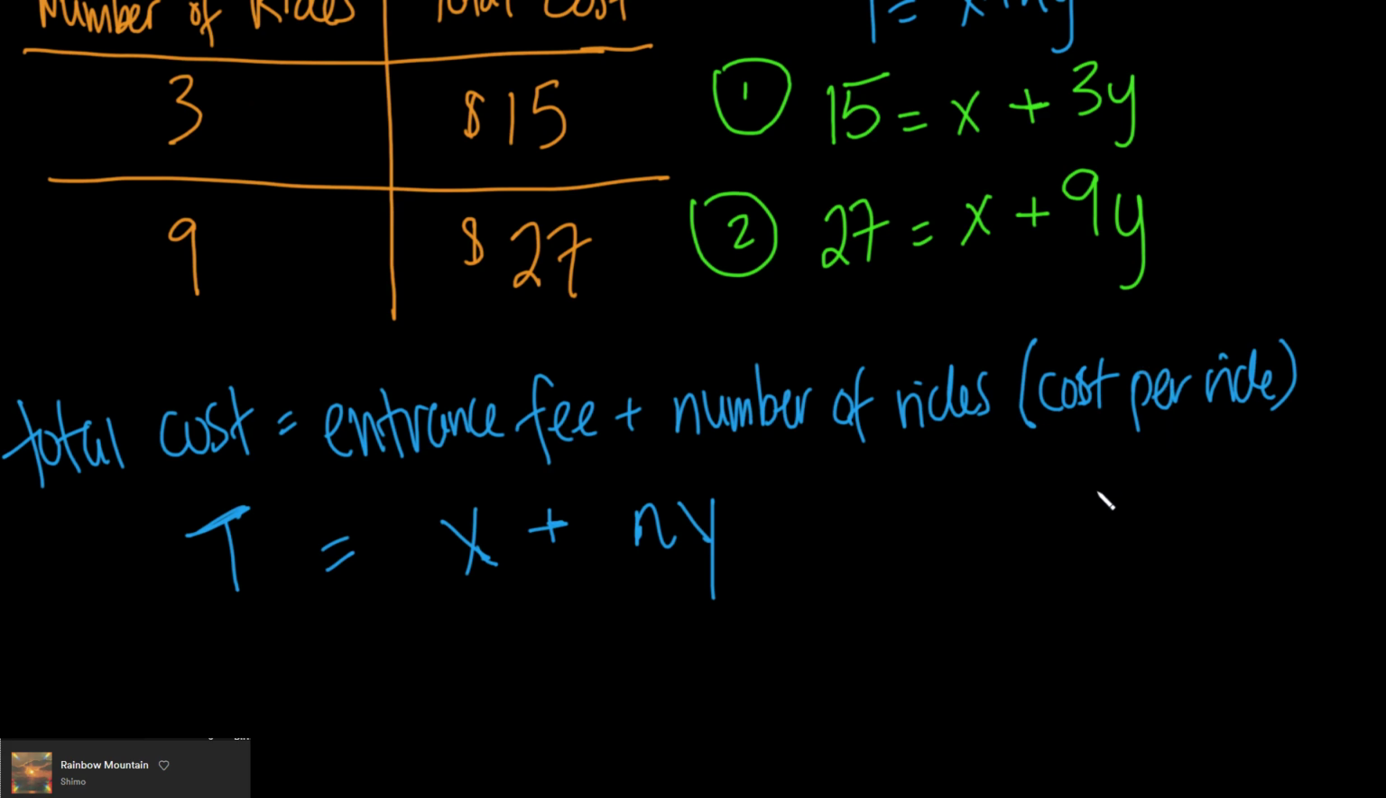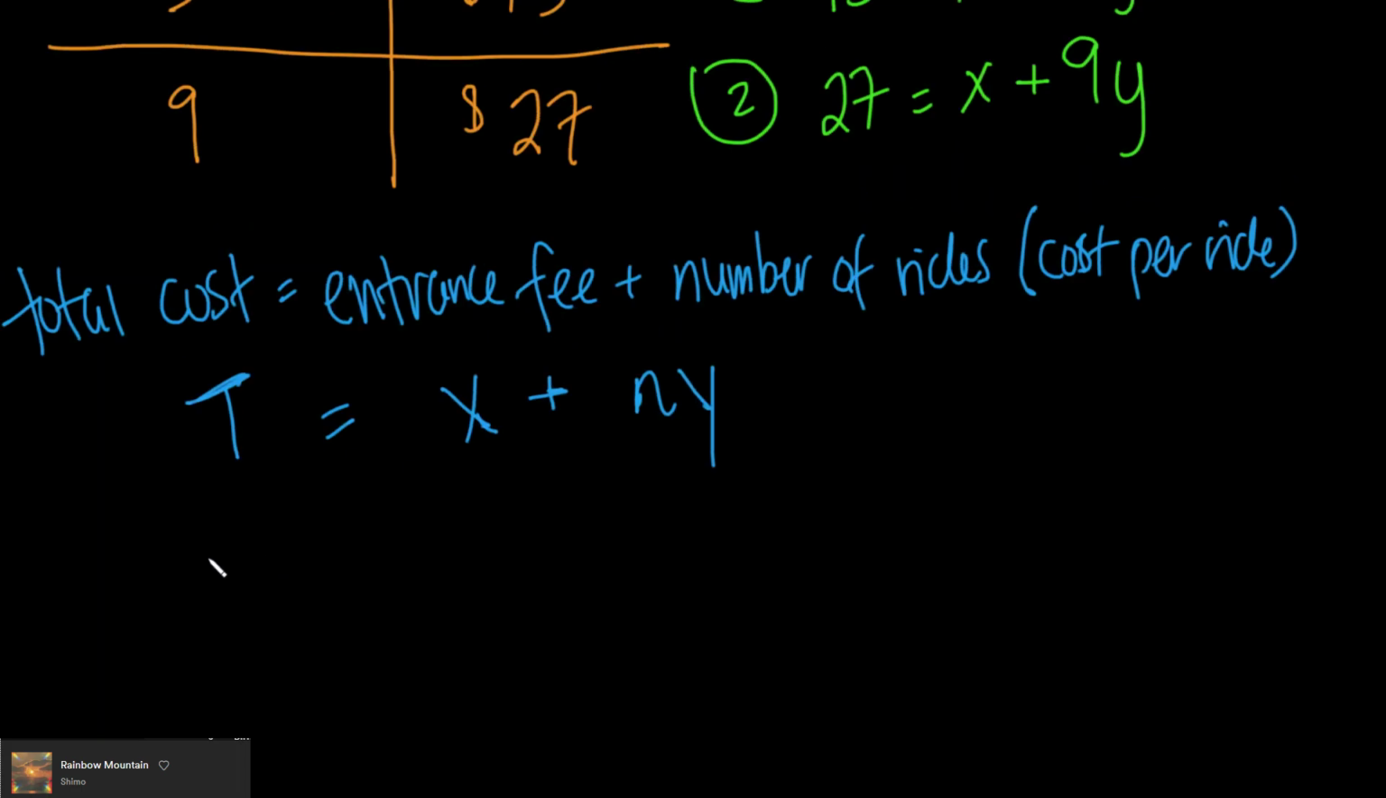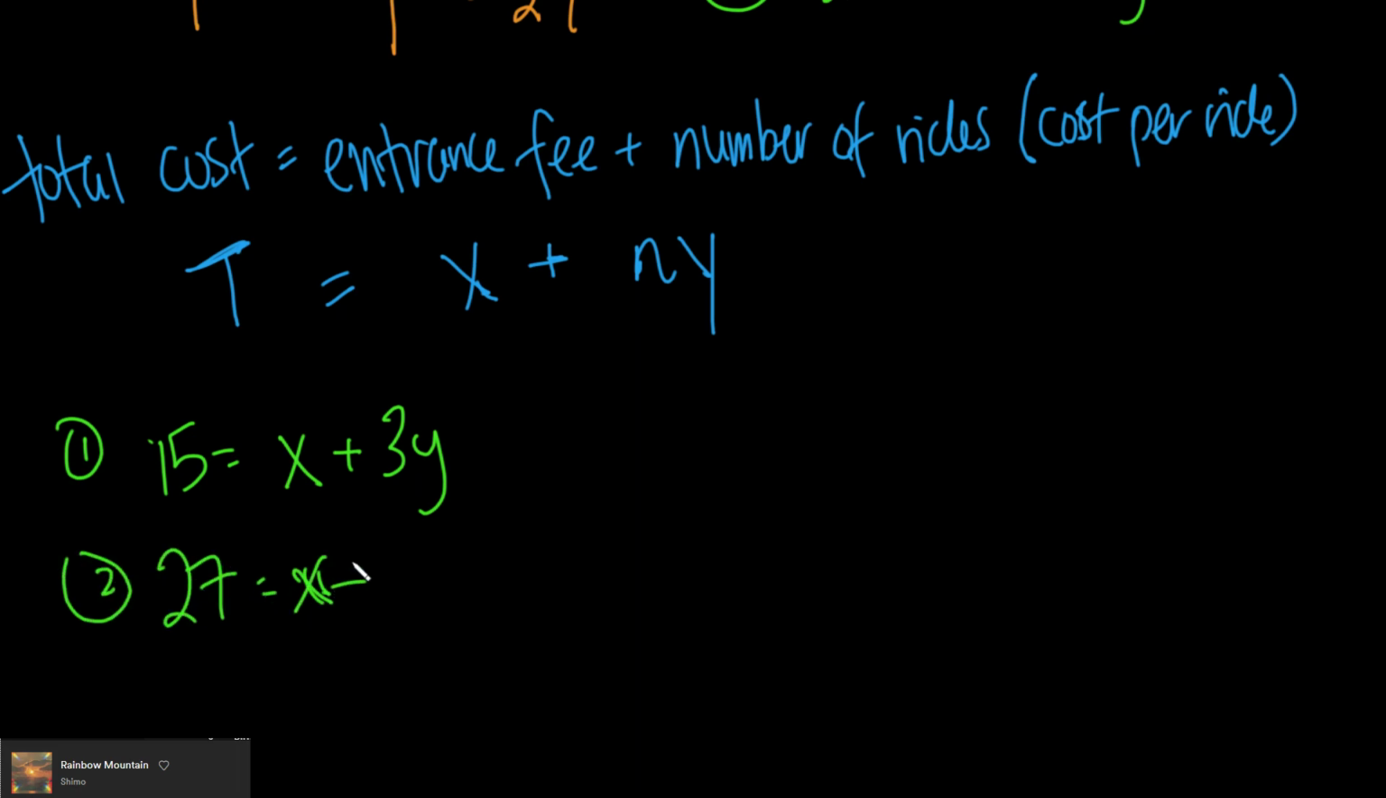What we can do with that is use the concept of substitution. I'm going to rearrange my first equation so I can isolate one variable. Let's isolate for x because I want to solve for y, and y is my cost per ride. I'll rewrite this here. So this is 15 equals x plus 3y, and 27 equals x plus 9y. I'm going to work with our first equation and isolate that first.